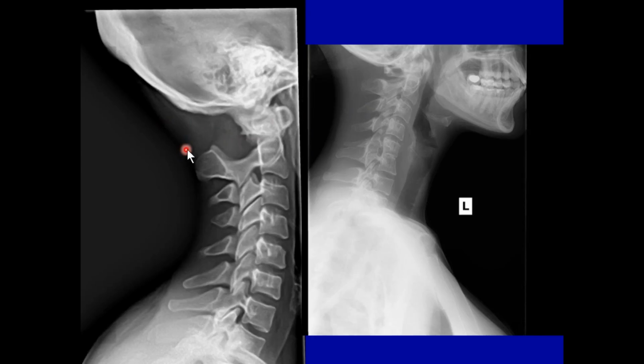The other thing we would tell the doctor is if there are bony abnormalities, they may warrant an MRI examination of the cervical spine to make sure the soft tissues are intact.